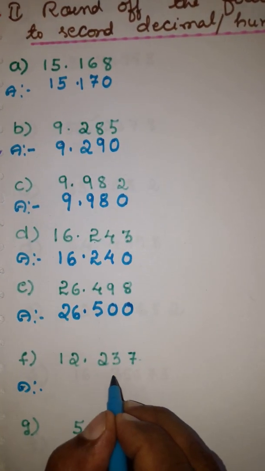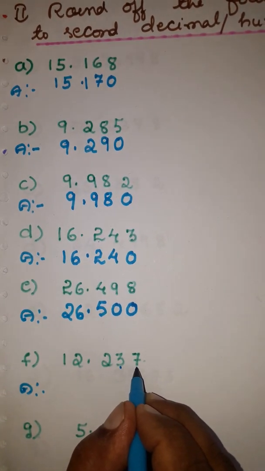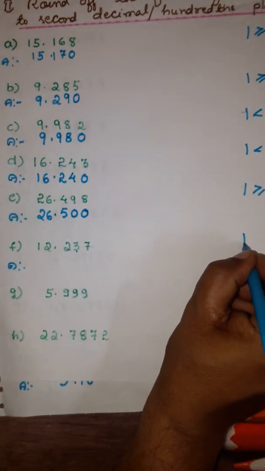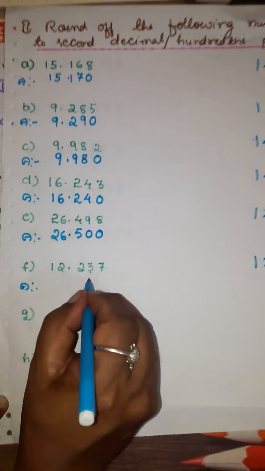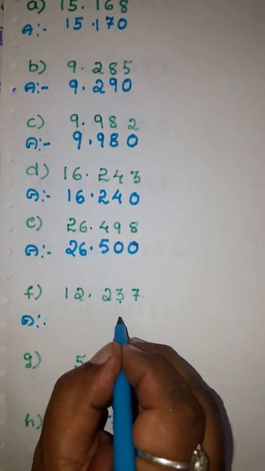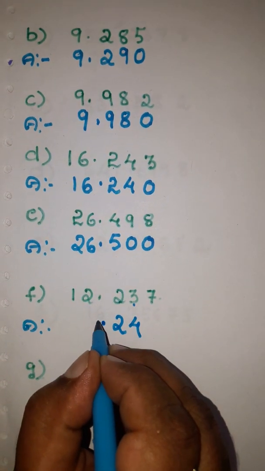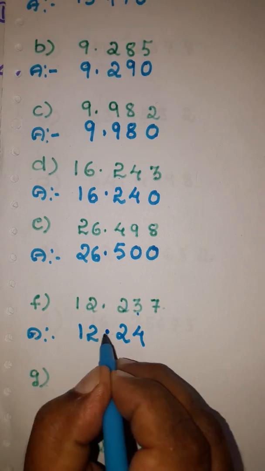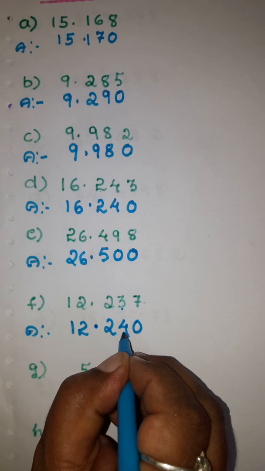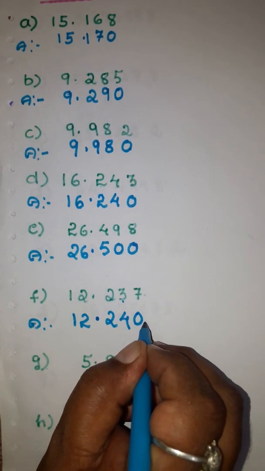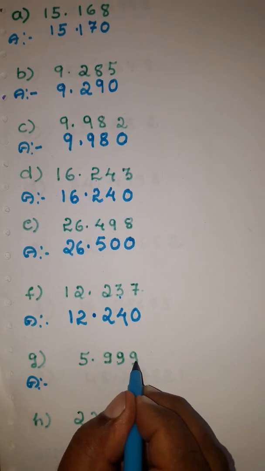Now the sixth problem, 12.237. So we have to round it up to second decimal place. In the third decimal place we have 7, which is more than 5. If a number is more than or equal to 5, add 1 to the second decimal place. 3 plus 1 is 4. This remains as it is and put decimal point. Whole number remains as it is and this becomes 0. Answer is 12.24 or 12.240.